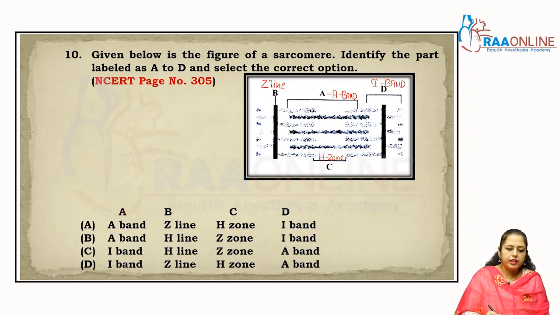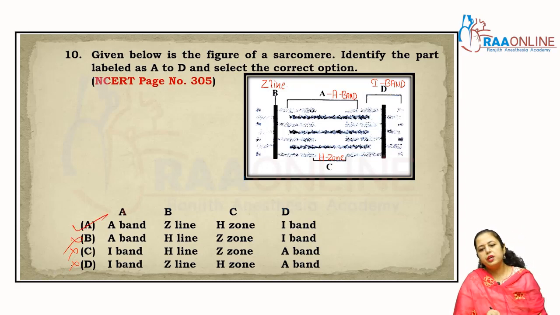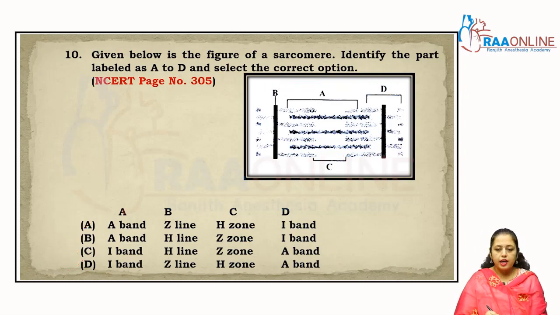So now we can compare. A is the A band, that means the answer is in between A and B, so C and D wrong, options cancelled, right? B is the Z line, which is given in only option A. Even B is also cancelled, right? So the answer is A.